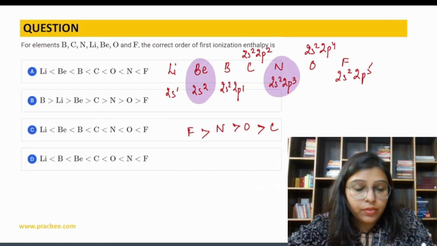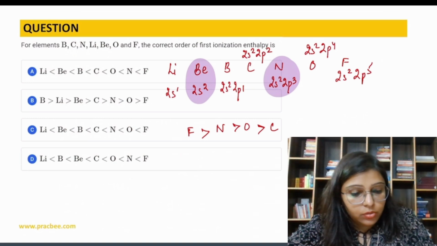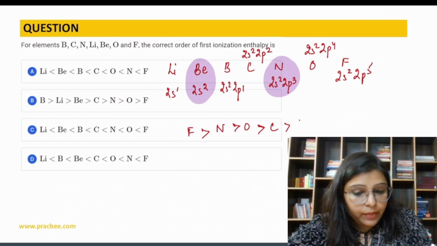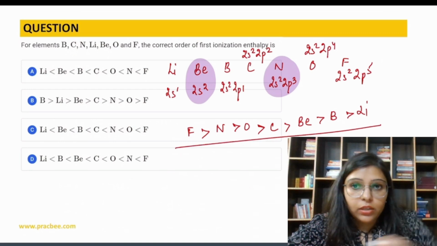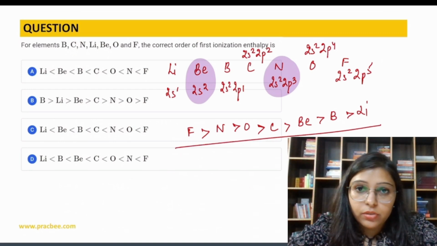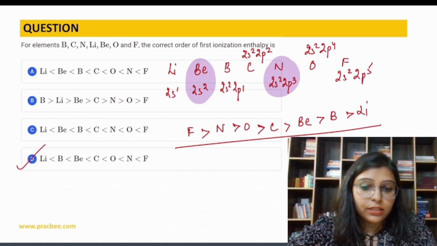The penetration effect of s is more than p, then d, then f. So this is going to be carbon, then beryllium, then boron, and then lithium. That's it. So let's find out the correct order: fluorine, nitrogen, oxygen, carbon, beryllium, boron, and lithium. So option D is the correct answer.